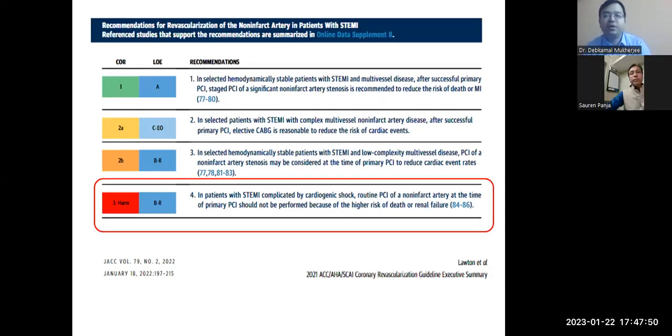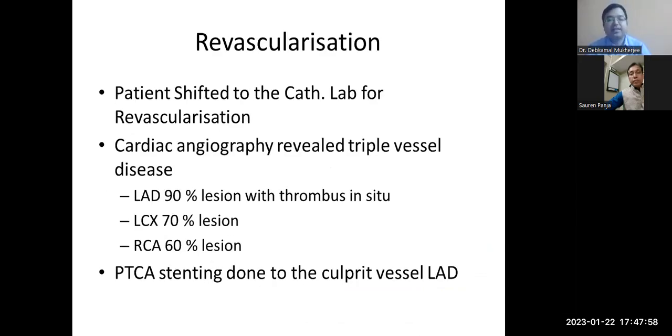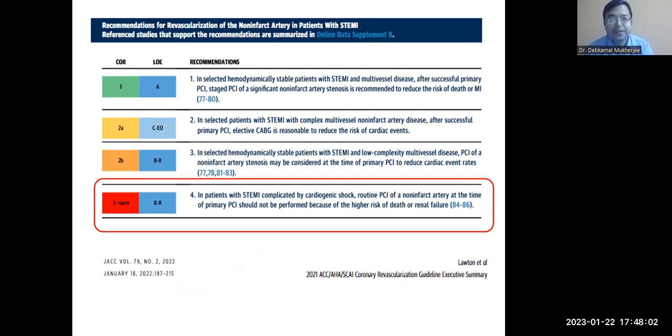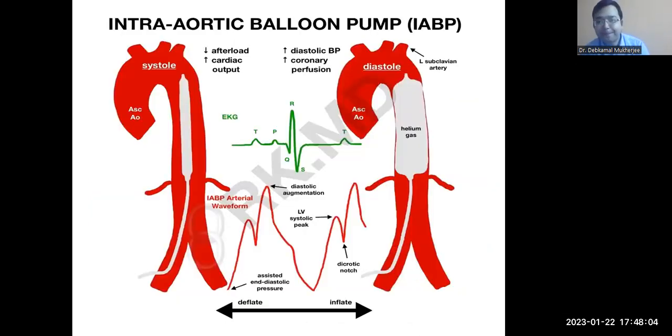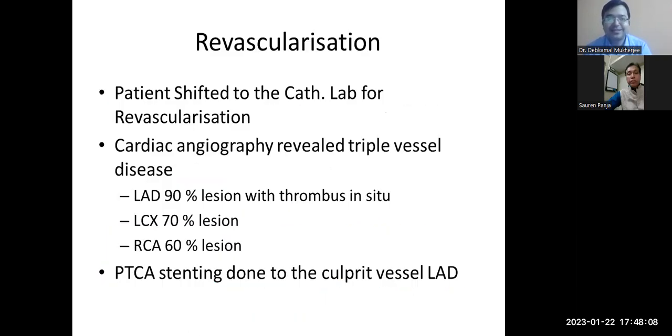So this patient was shifted to the cath lab, and the angiography features revealed that there was a No, just go to the IBP. Yes, sir. Yes, sir. Okay, so this we can come to later. I think you might have put the IBP. Go on. Yes, sir.